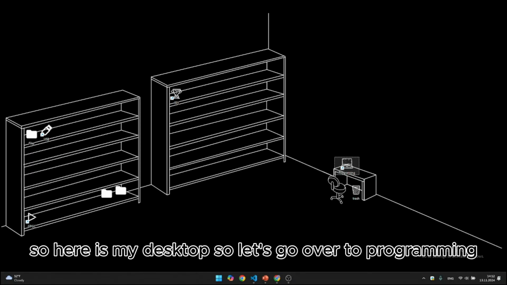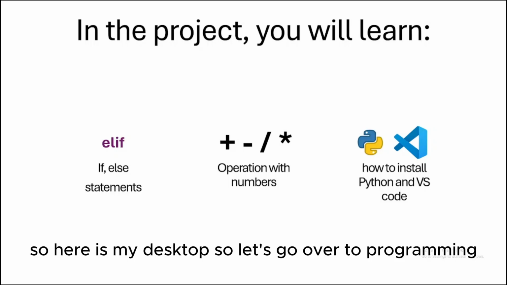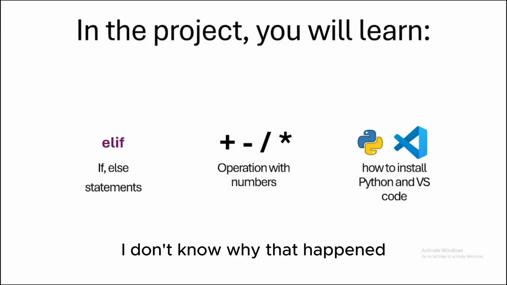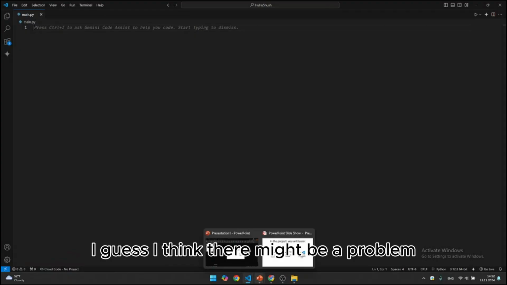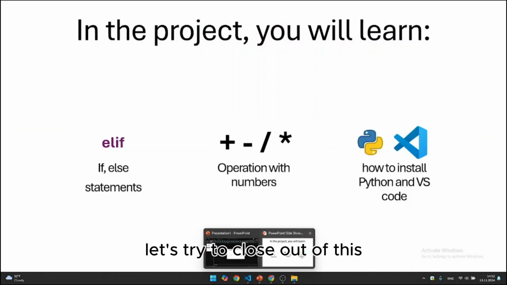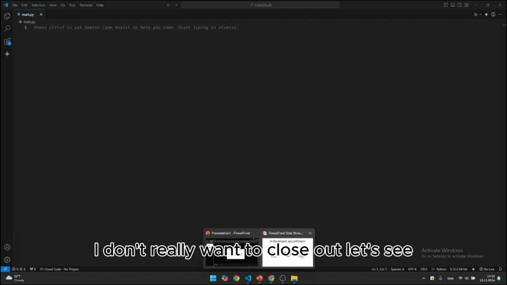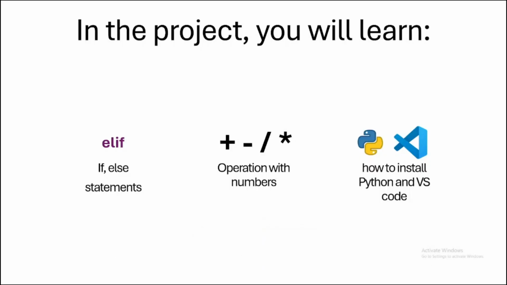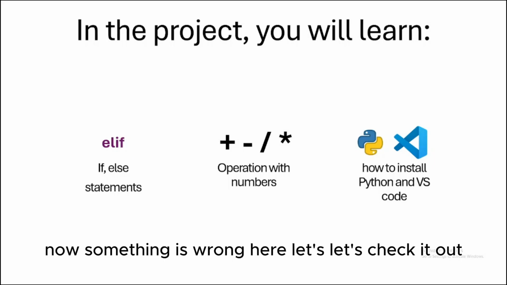So here is my desktop. Let's go over to programming. Oh, the presentation popped up. I don't know why that happened. Oh, again. I think there might be a problem. Let's try to close out of this. Oh, it doesn't even want to close. Let's see. Nope. No, something is wrong here. Let's check it out.